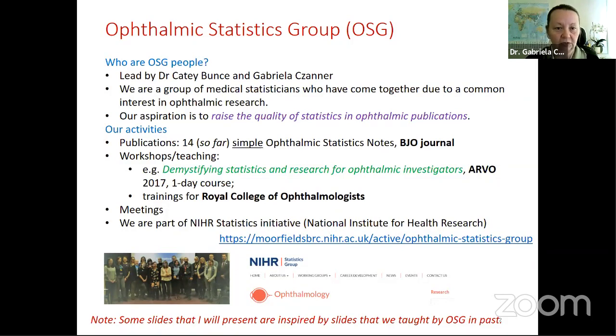So just a very little to say about the group is that we also do workshops, for example, at ARVO once a year. We also do regular trainings for the Royal College of Ophthalmologists, and here is our website. And the notes, the slides that I'm going to present here, are very inspired by the teachings that we did in the past. Also, we are publishing very simple papers called Ophthalmic Statistics Notes in the BJO Journal for those who are very new in statistics.